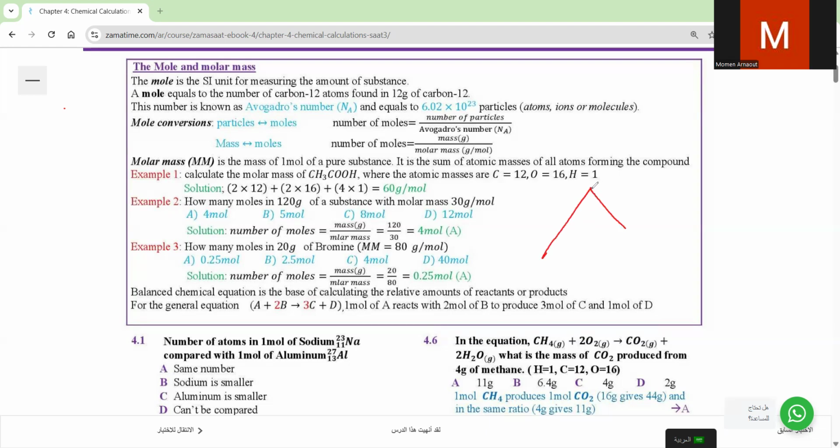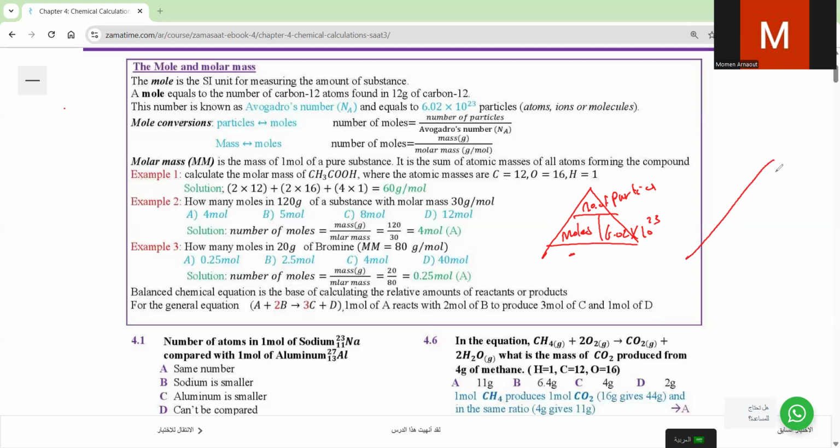Here is the first triangle that we can make: moles, the number of particles, and the Avogadro number. So if I need the number of moles, it will be the number of particles divided by Avogadro. If I need the number of particles, it will be moles times the Avogadro number. Okay, this is the first triangle.